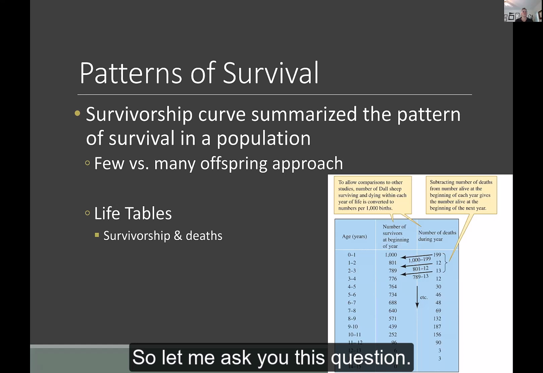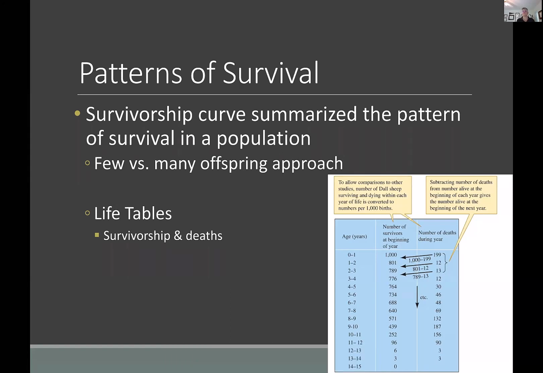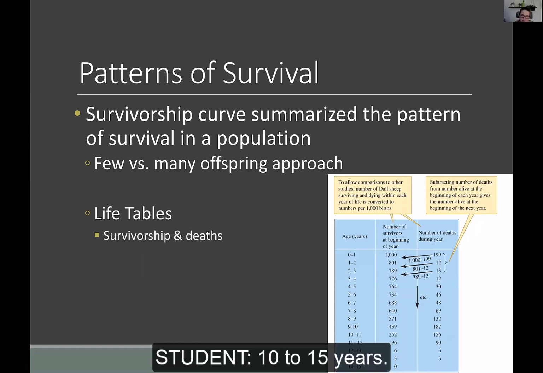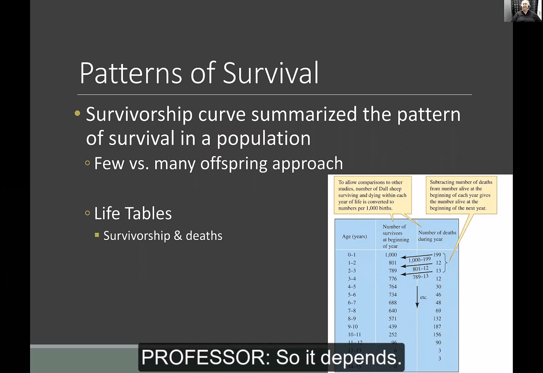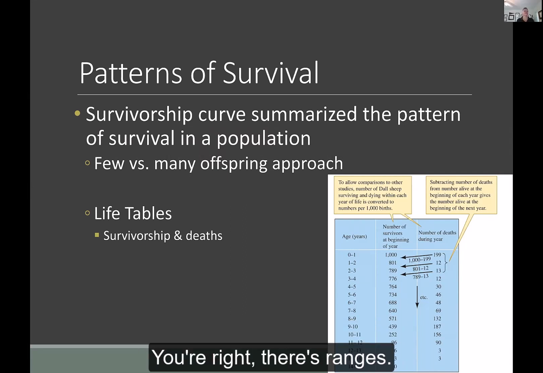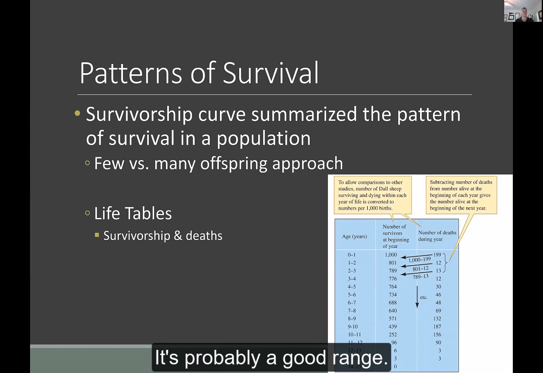So let me ask you this question. How many of y'all have dogs? Or have had dogs? Or know of dogs? How long do dogs live? 10 to 15 years, depending. It depends on the size of the dog and the breed. So you're right, there's ranges, but generally 7 to 10, maybe a little longer, a little less, is probably a good range.